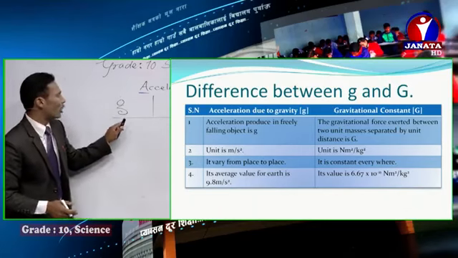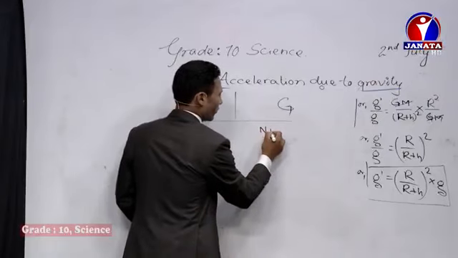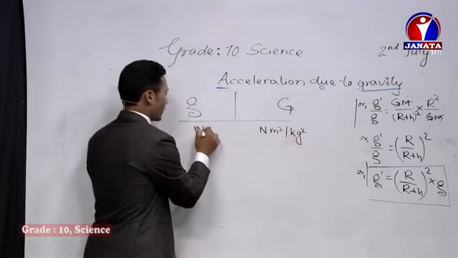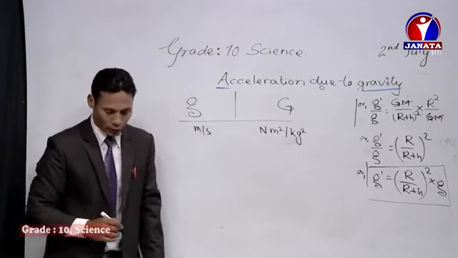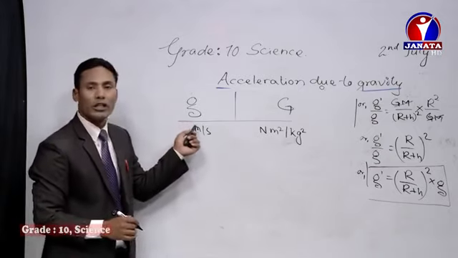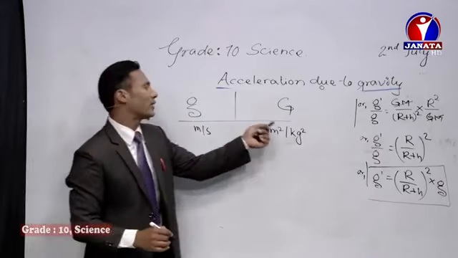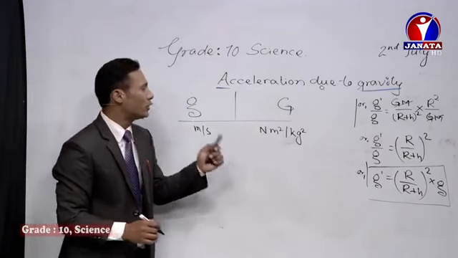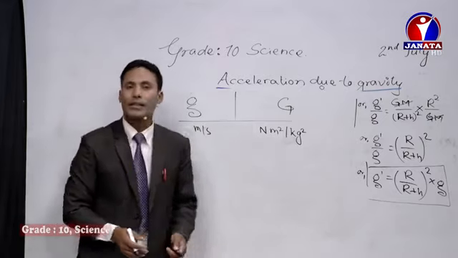The unit of small g is meter per second square, and the unit of capital G is Newton meter square per kg square. The average value of small g for the earth is 9.8 meter per second square, and the value of capital G is 6.67 into 10 to the power minus 11 Newton meter square per kg square everywhere. Wherever we check, the value is this one.